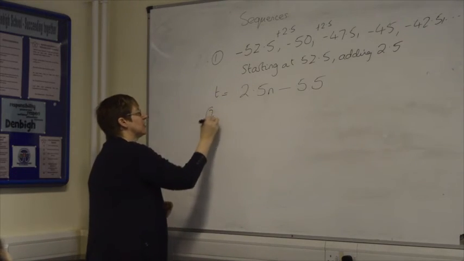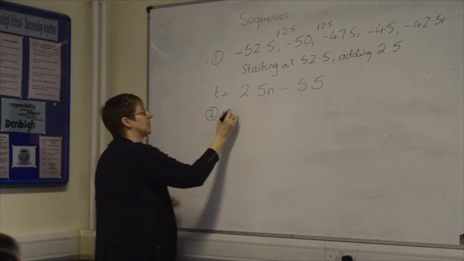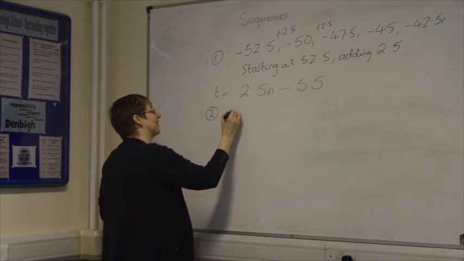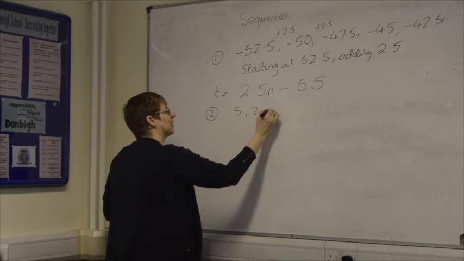Right. Okay, someone else who has one with negative numbers in it. I do. You do? Go on then, tell me what they are. It's shrinking and it has negative numbers. Okay, go. So 5, 2, minus 1, minus 4, minus 7, minus 10.